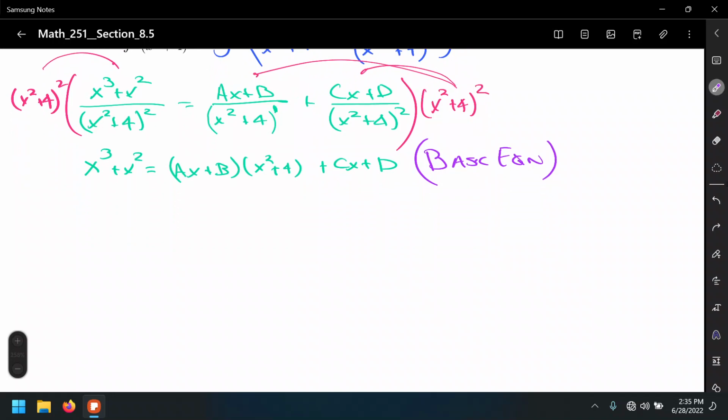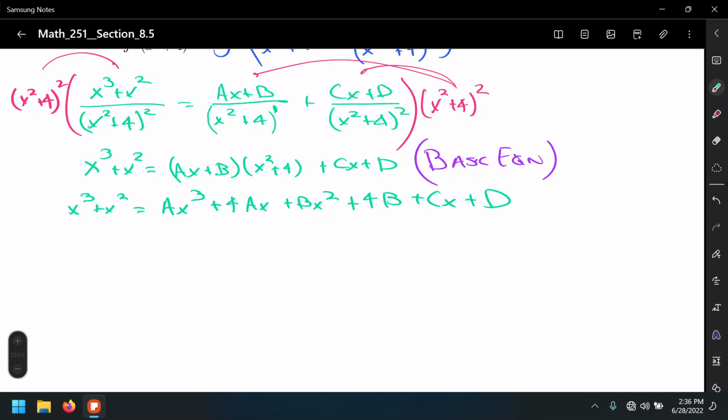So let me do x cubed plus x squared equals, okay, ax times x squared, ax cubed, ax times 4, 4ax, b times x squared, that's bx squared, and b times 4, 4b, plus cx plus d. All right. Now, what are we going to do from here?